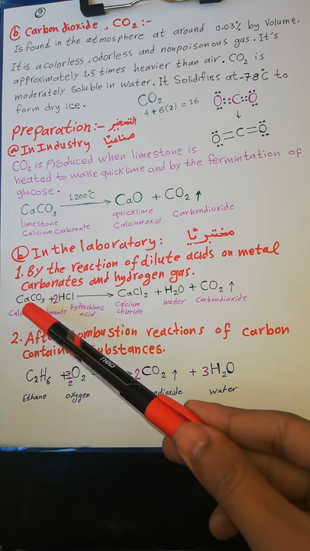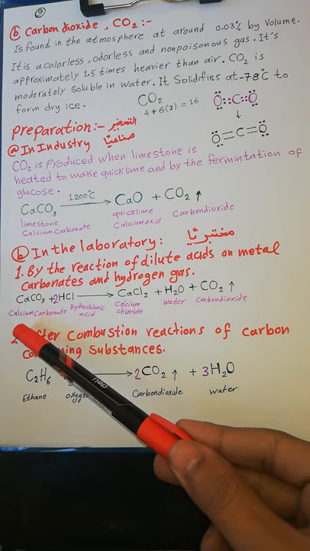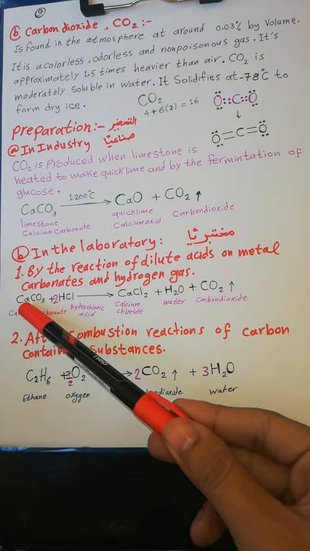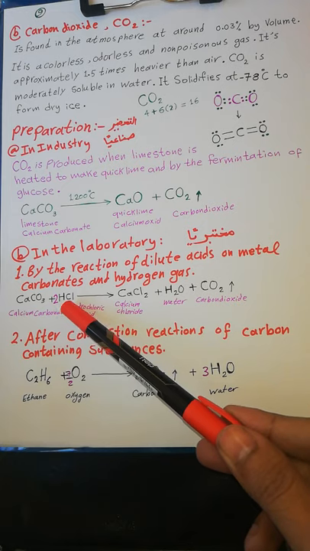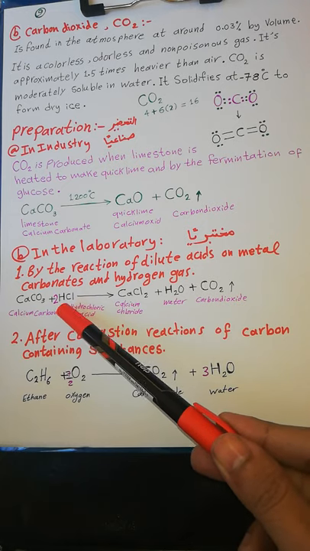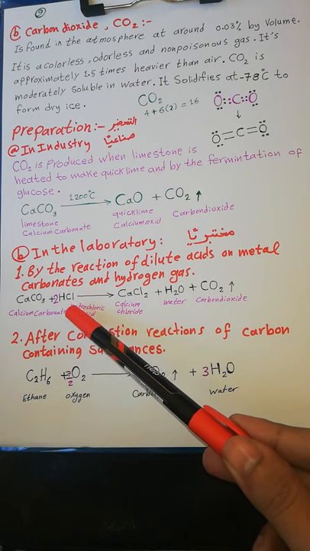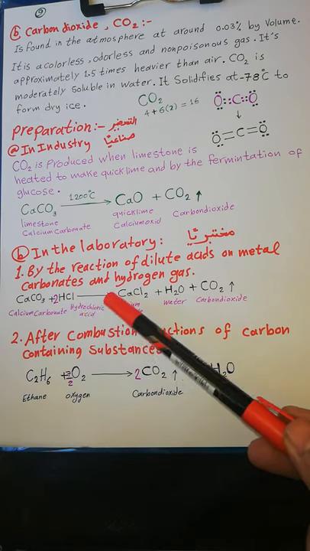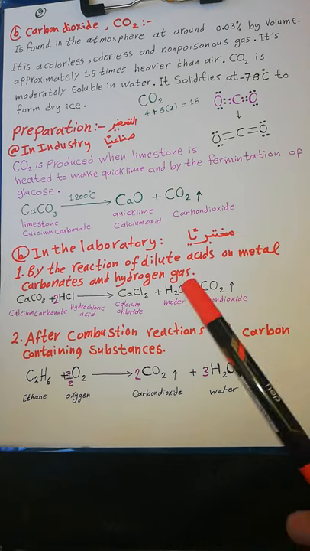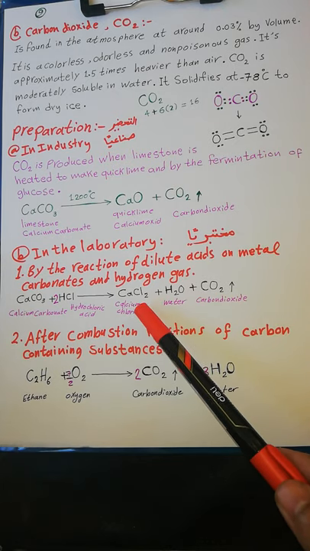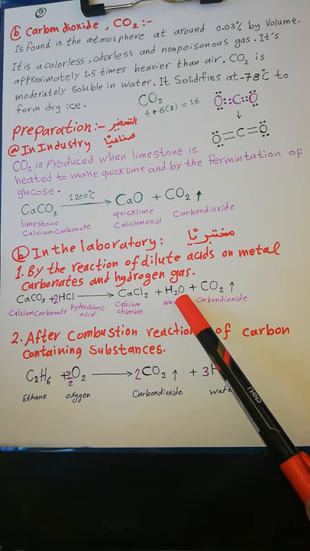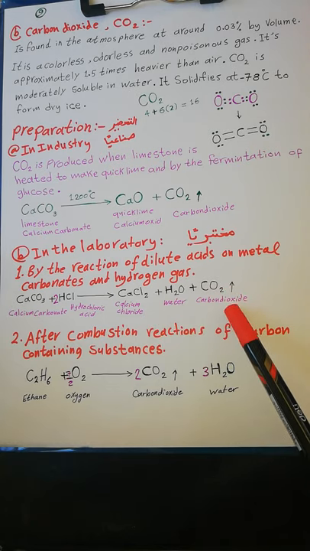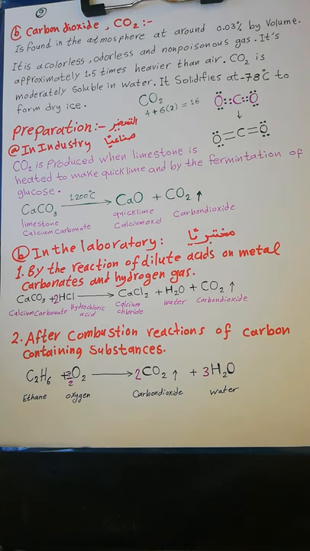Metal carbonates, we take calcium carbonate. Where is the metal? The metal is calcium, Ca. Calcium carbonate plus dilute hydrochloric acid, meaning hydrochloric acid diluted with water, and hydrogen gas. It will give us CaCl2, calcium chloride, this is the salt, plus water H2O plus CO2 carbon dioxide. Let's solve this equation on another sheet.